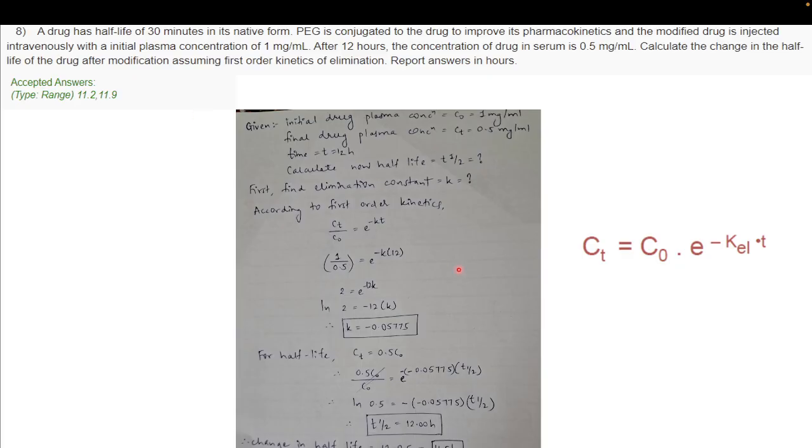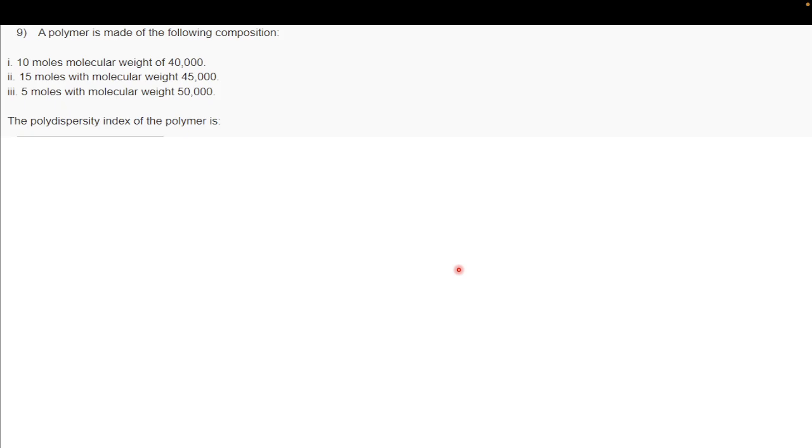Okay, yeah, thank you. So I'll move on towards the next question. The next is, a polymer is made of the following composition. We have been given the moles of the molecule and the weight the polymer is having, and we have to then calculate the polydispersity index. I hope you know what the polydispersity index is. If you know that, then you'll know how to approach this answer.